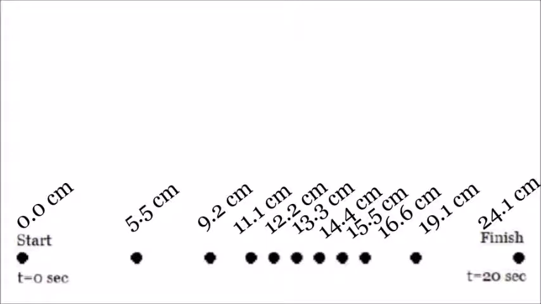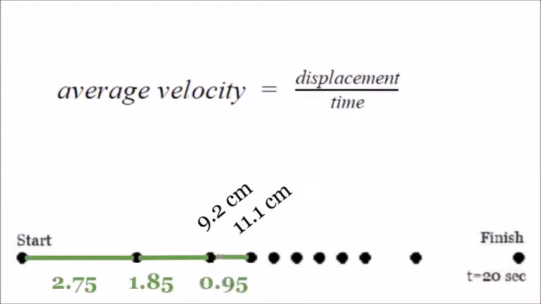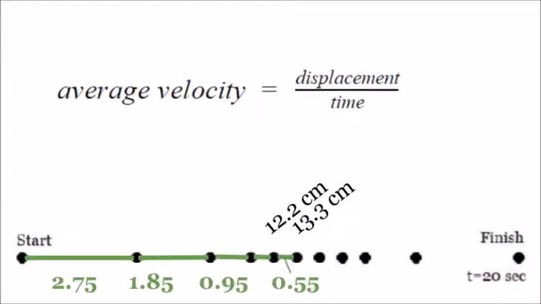And that was a good thing, too, because if the bug had turned around, then the dots would have gotten confused. But these dots, they can tell us average velocity, displacement divided by time. The math isn't too bad.